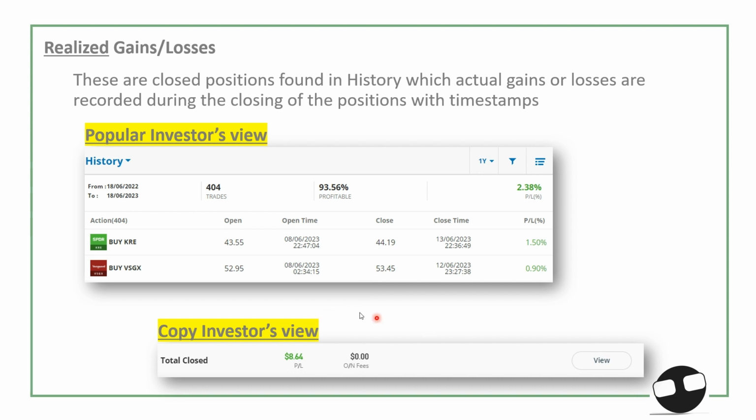If you go to the copy investment view, you will see this in your closed section. If you go to the closed trades in your copy investment, you will see the equivalent profit and loss here. Now this is realized, meaning it is already part of your copy investment, because these are already closed assets or closed trade transactions by the popular investor.